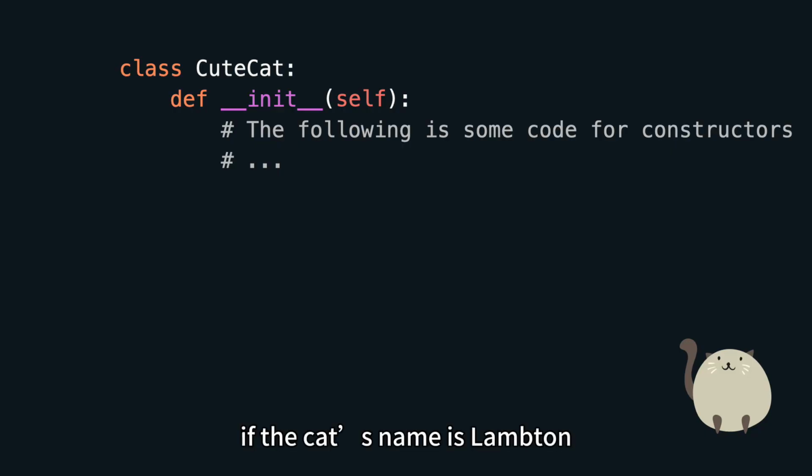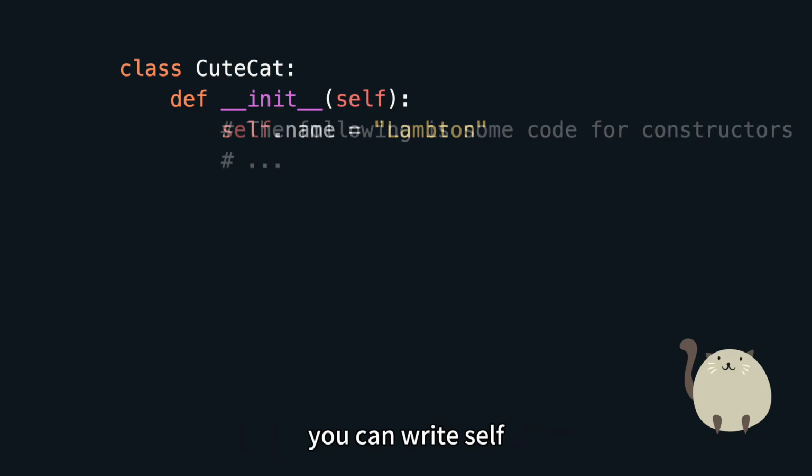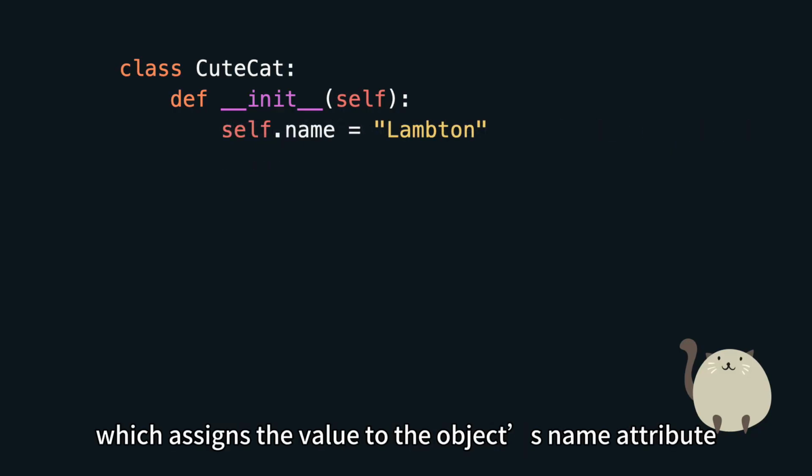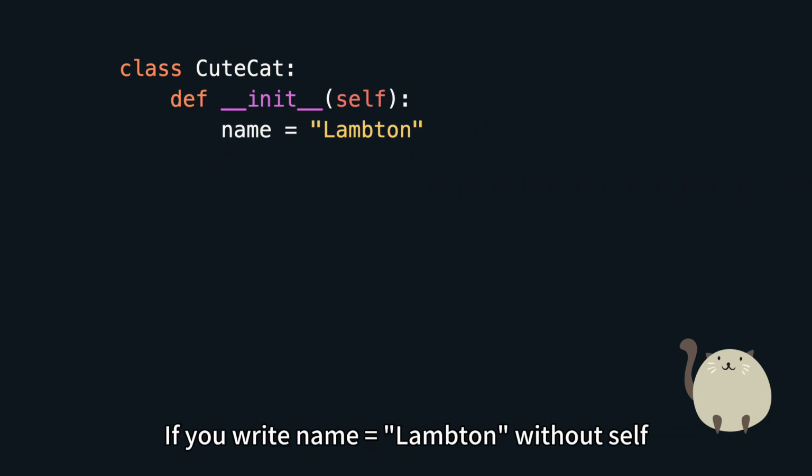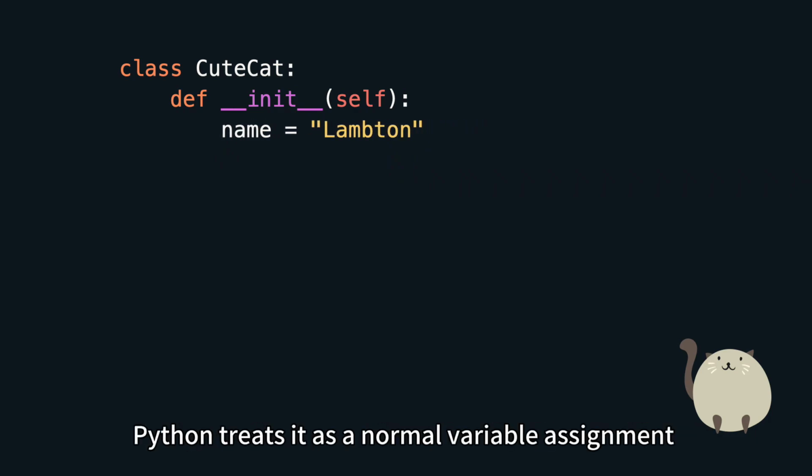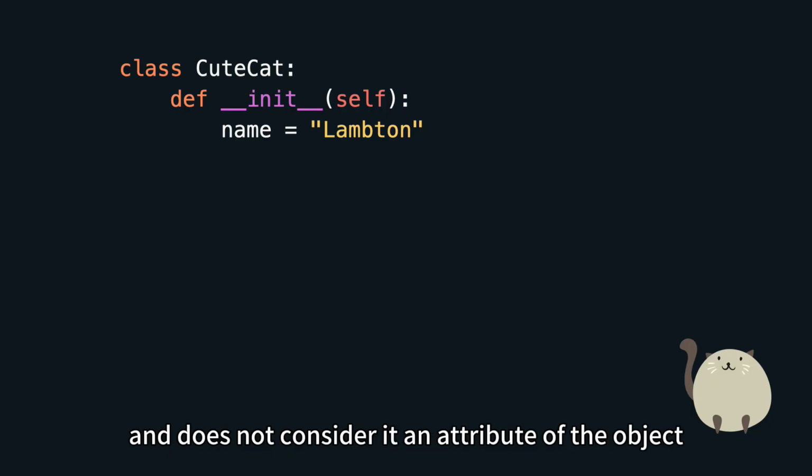For example, if the cat's name is Lambton, you can write self.name equals Lambton, which assigns the value to the object's name attribute. If you write name equals Lambton without self, Python treats it as a normal variable assignment and does not consider it an attribute of the object.